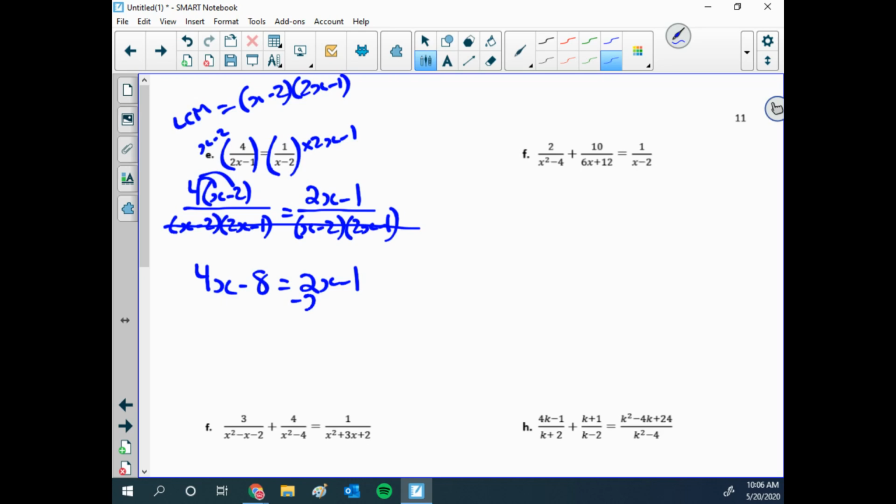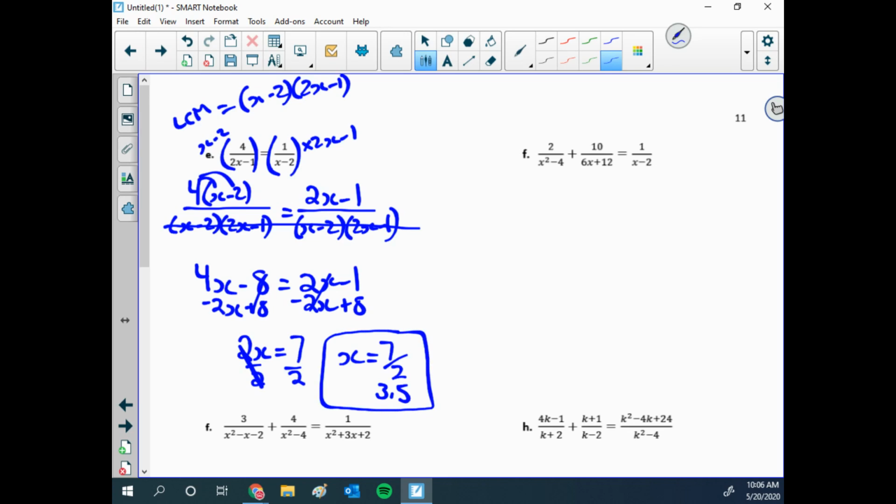And now I just need to solve algebraically. So I'm going to move my 2x to the left side and add 8. So I have 2x is equal to 7. And my final step to get x by itself would be to divide by 2 on either side. So x is equal to 7 over 2, which is like 3.5.